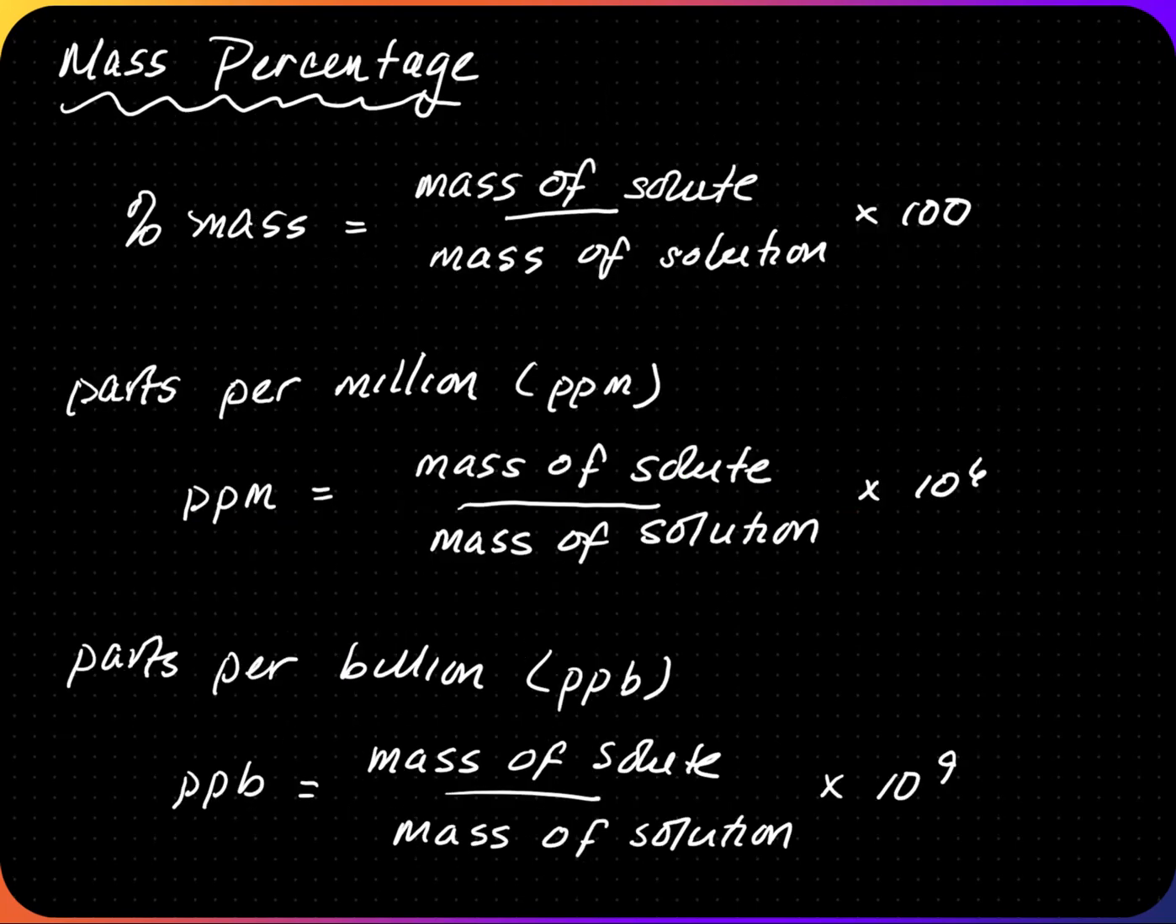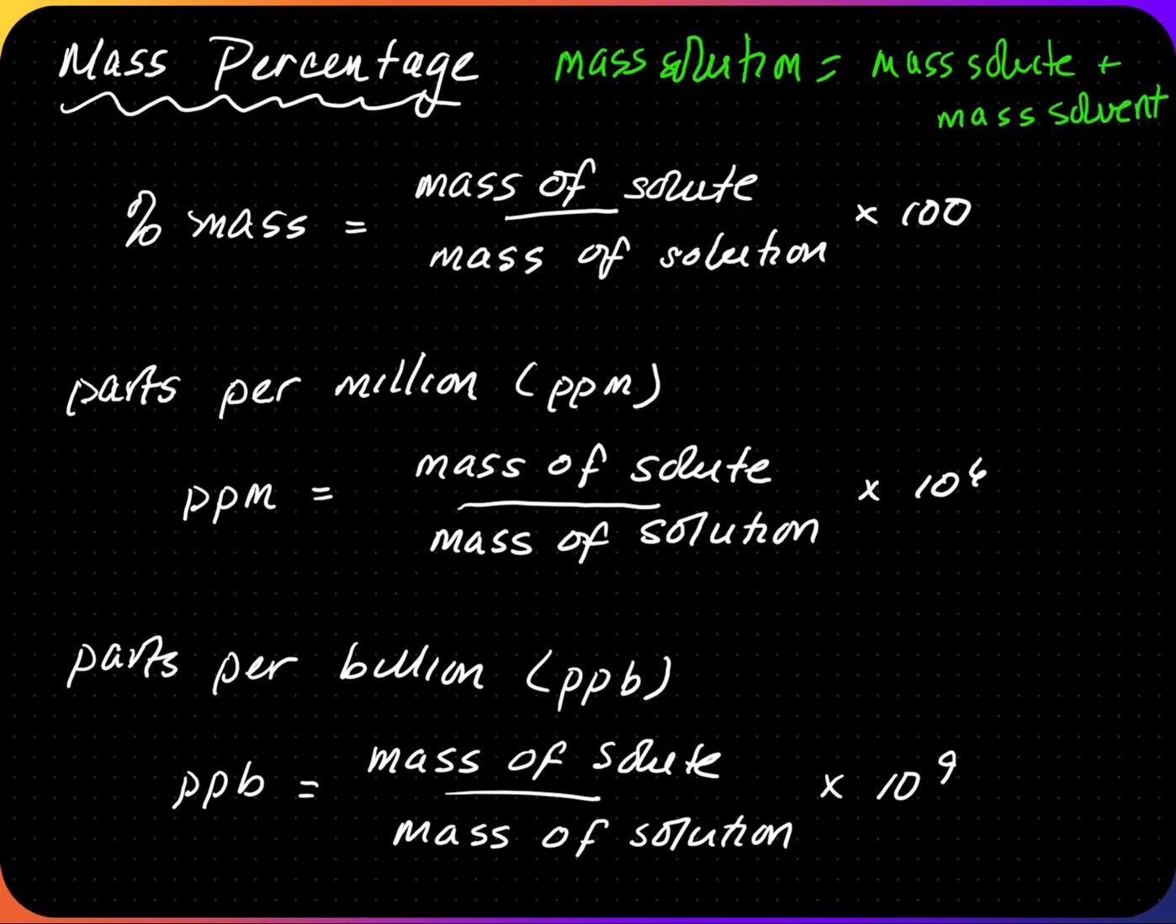Mass percentage, or percent mass, is very similar to percent composition. We take a part to a total and multiply by 100. So when we do mass percentage, it is going to be mass of solute over the mass of solution times 100, in which you know the mass of the solution is equal to the mass of solute plus the mass of the solvent, because a solution consists of two parts, the solute and the solvent.